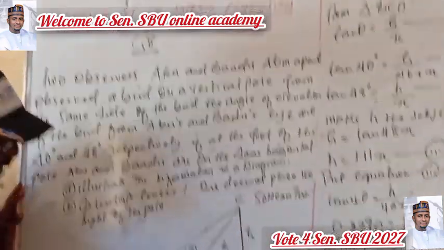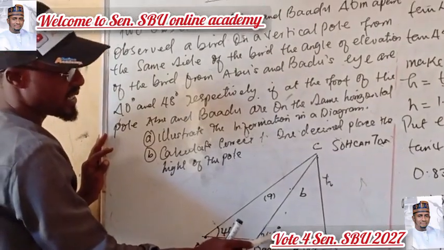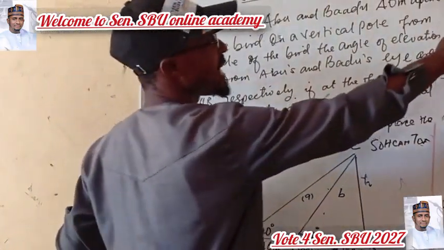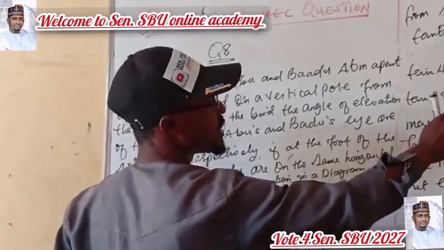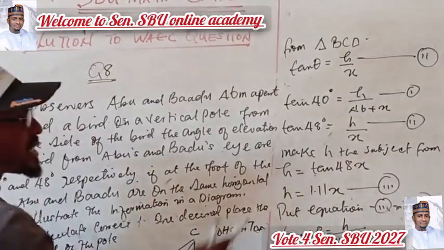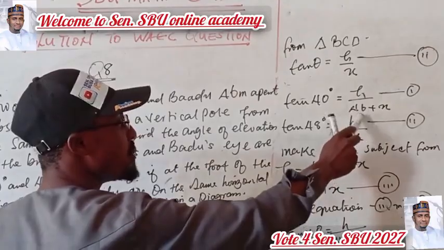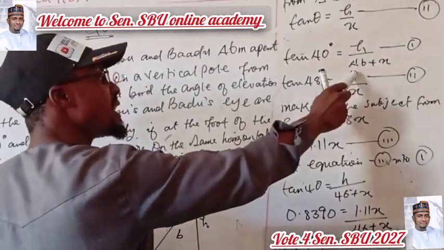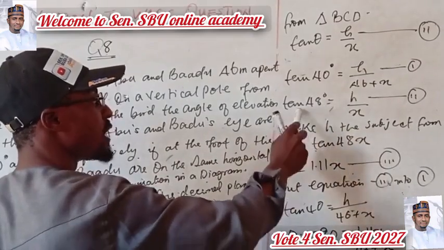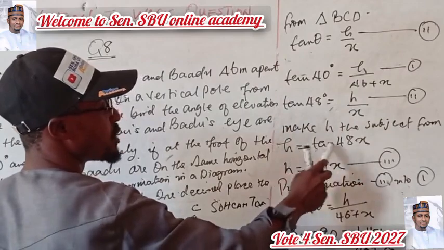And in triangle BCD, the angle is 48 degrees. That is why we say tan theta, instead of theta it will be tan 48 degrees equals H all over X. We now call it equation 2. We now make H the subject of the formula from equation 2. To make H the subject of the formula, H will be equal to tan 48 times X. H equals tan 48X.